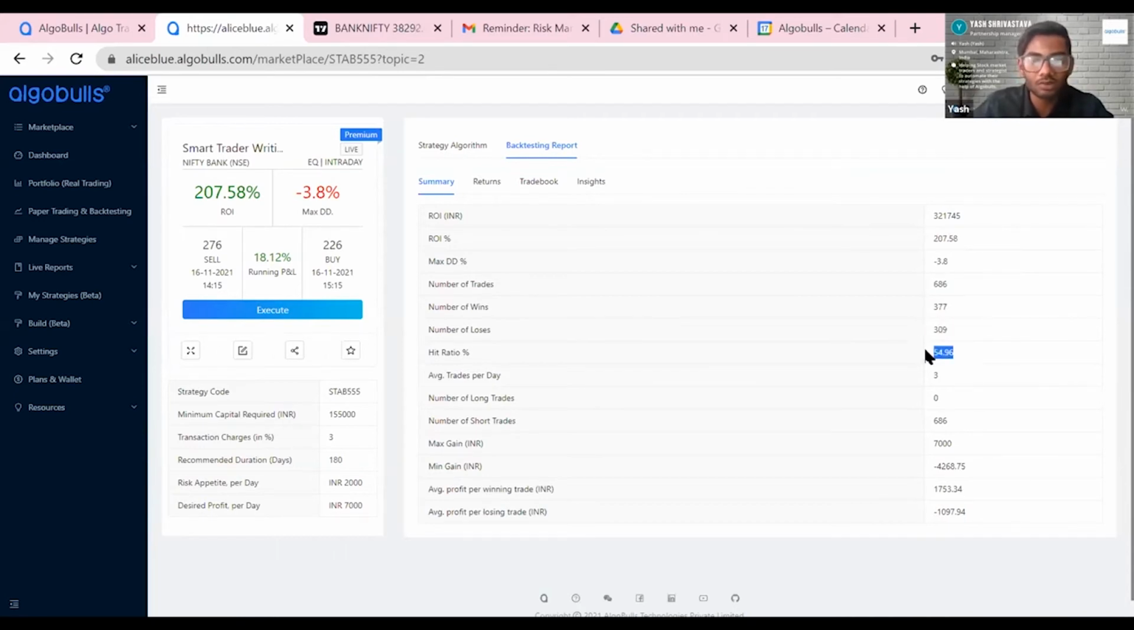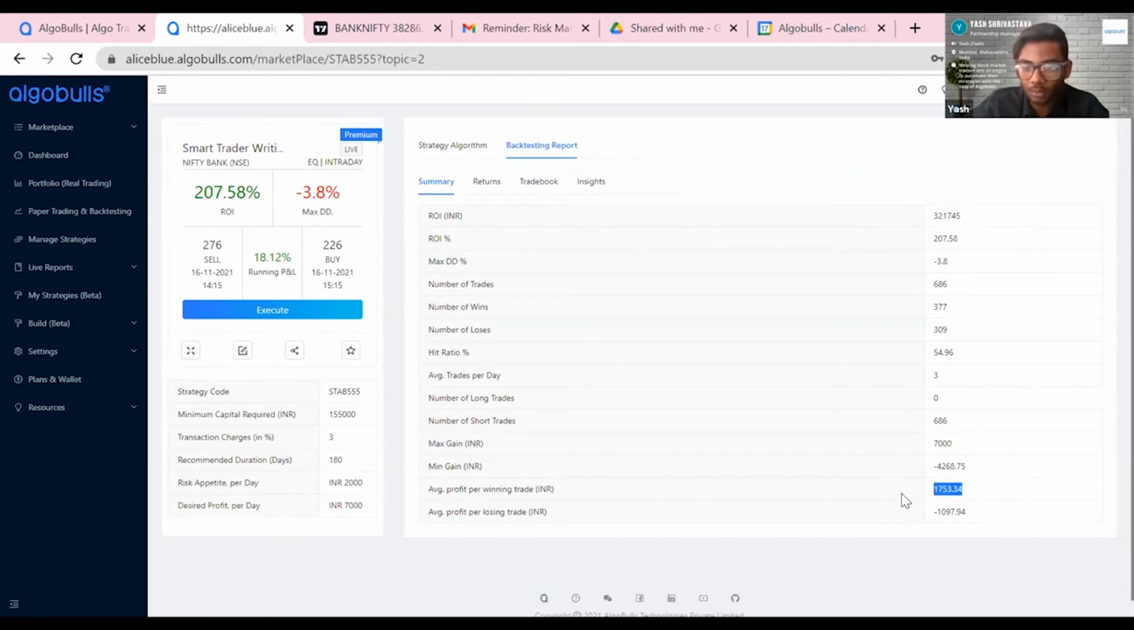And as Suraj was saying, you can enter any strategy with a hit ratio of 50 plus. The strategy comes with a hit ratio of 54, wherein your positions are completely risk managed and risk diversified. The average number of trades the strategy takes per day is 3, and the number of short trades is higher while long trades are fewer. The average gain you can look out for is 7,000 rupees, and the maximum loss the strategy has incurred is 4,268 rupees.